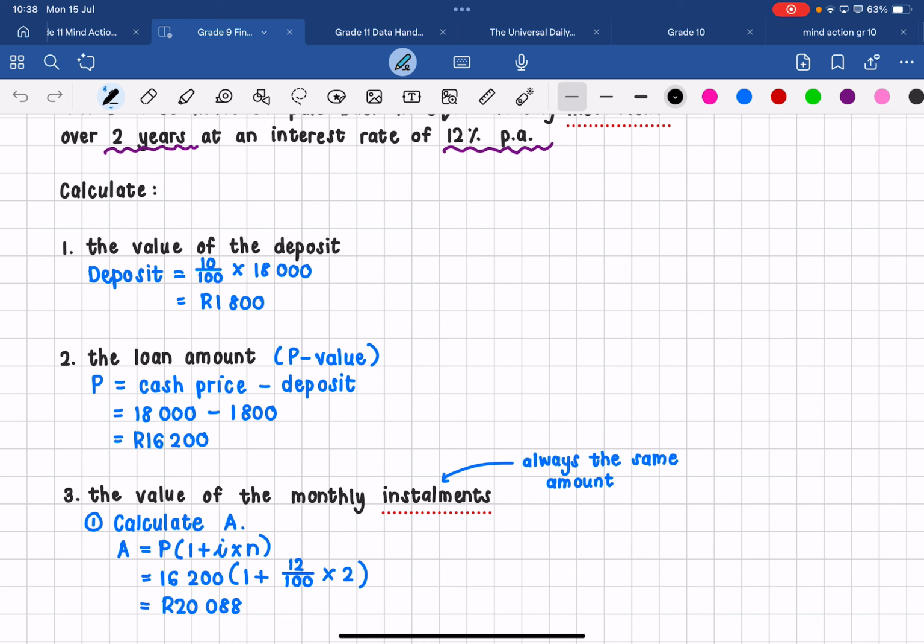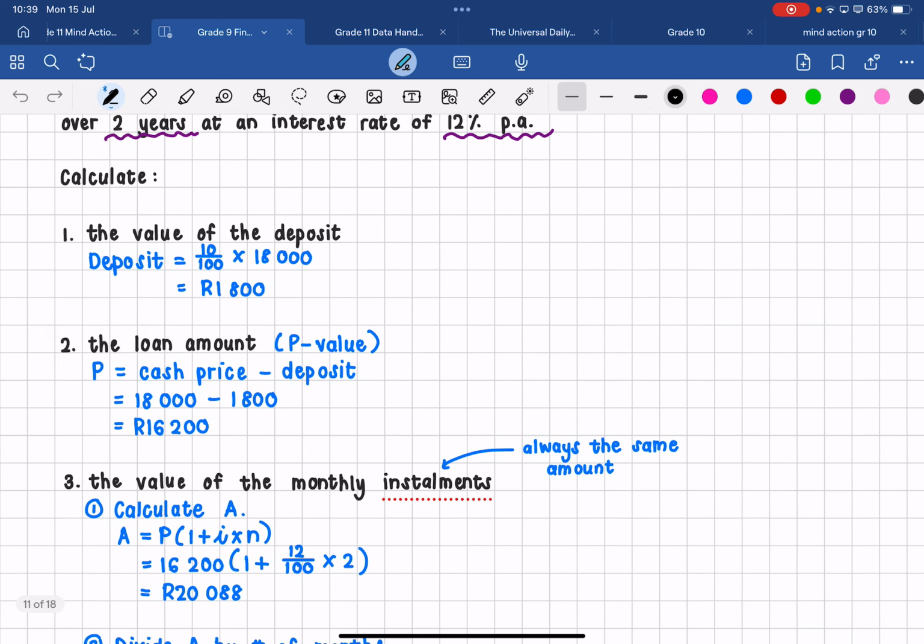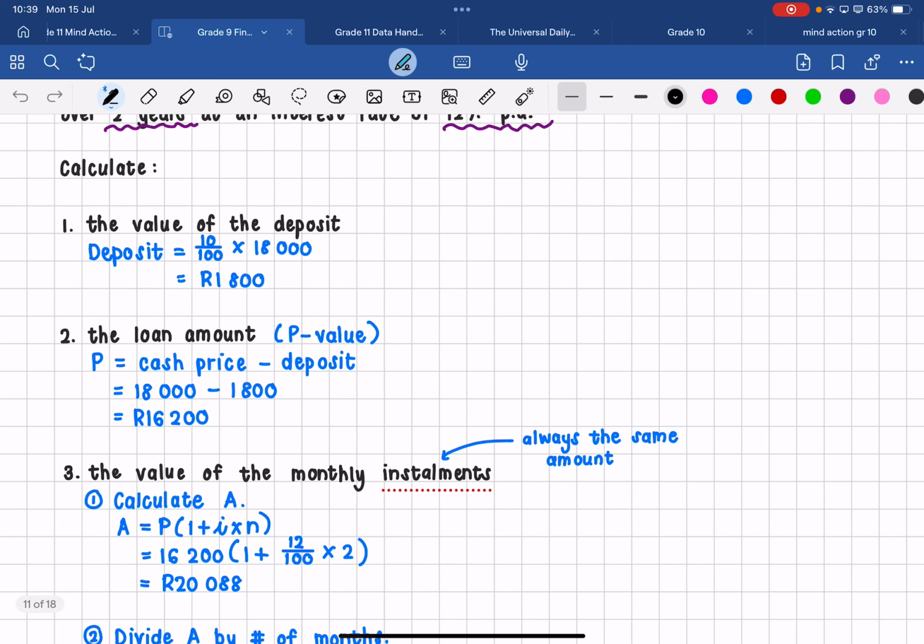Guys, if the question doesn't say anything about a deposit, then the loan amount is just the cash price, right? So if they just said this cell phone is 18,000 Rand and you must pay it off in equal installments, and they didn't say anything about a deposit, then there is no deposit. Then you are just going to pay interest on the 18,000 Rand as it is. So some questions have a deposit, other questions might not. If they don't say anything about it, then there isn't a deposit.